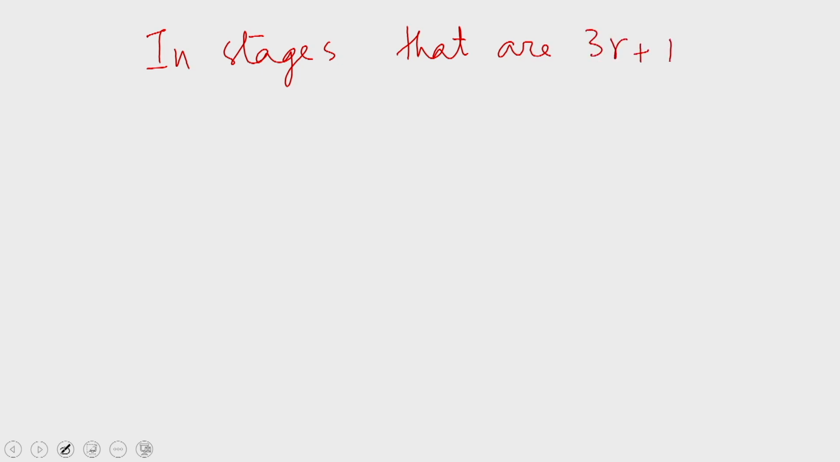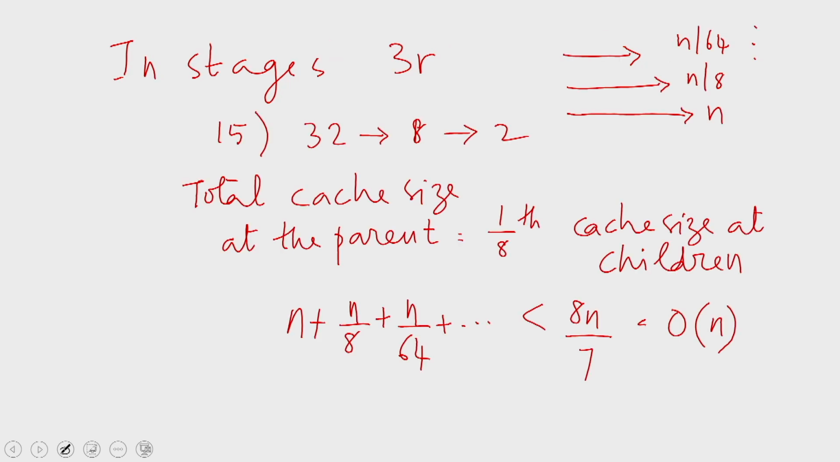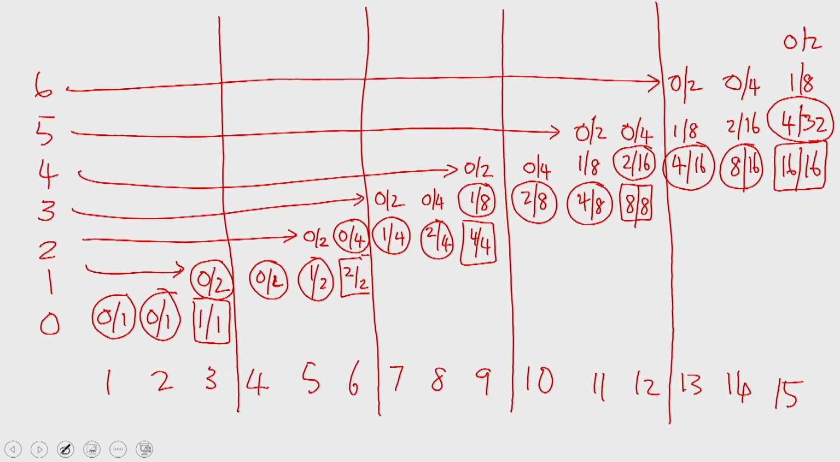Now, let us consider stage numbers that are 1 modulo 3, that are of the form 3r plus 1 for some integer r. So, in particular, if I consider stage 13, we find that the cache sizes are decreasing from 16 to 8 to 2. The cache sizes are decreasing from 16 to 8 to 2.